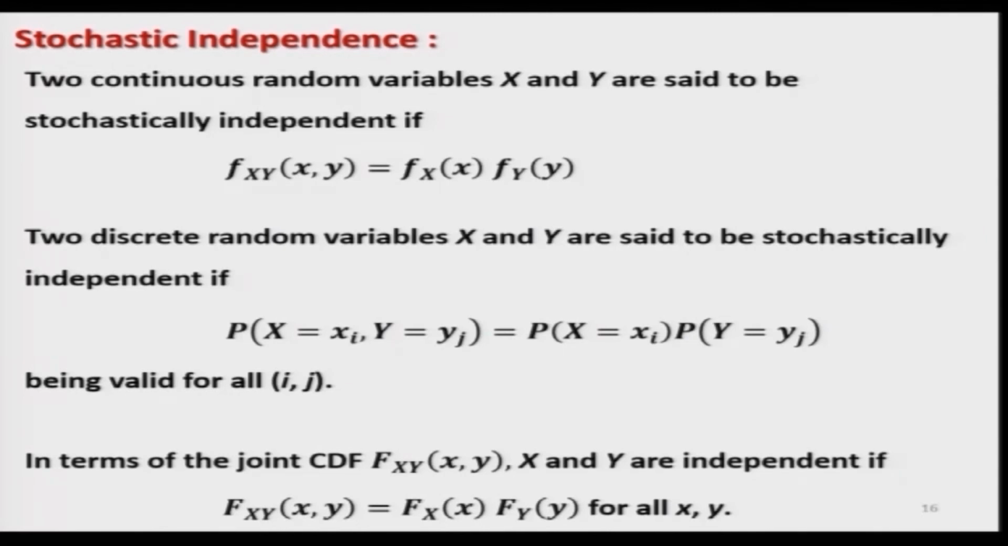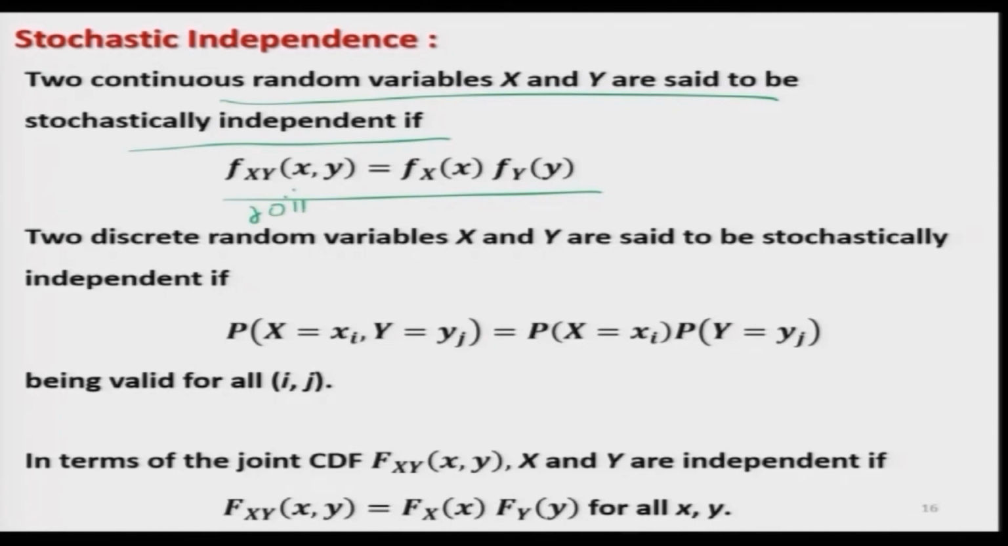And we also had discussed the interpretation of this concept, that the occurrence of one event is not going to affect the occurrence of the other event. Now, the same thing can be defined here, that two continuous random variables x and y are said to be stochastically independent if f of x y is equal to f of x into f of y. That means the joint probability density function can be expressed as the product of their marginal density functions. So, this is the joint PDF, and these two are the marginal PDFs.